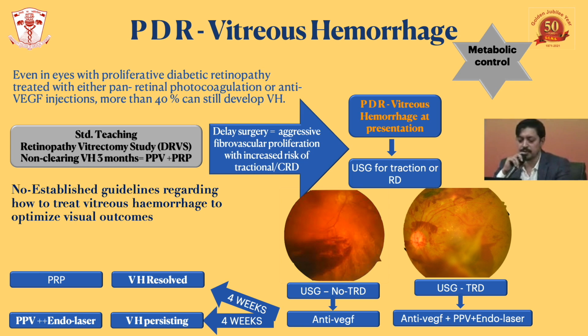What I follow personally is, in a patient with PDR vitreous hemorrhage, I do an ultrasonography, and if there is traction on the ultrasonography, I straight away go to pre-operative anti-VEGF with PPV with endolaser. And if the patient does not have a traction component, I give anti-VEGF and wait for 4 weeks for resolution. If the VH is resolved, then I do a laser, and if it doesn't, then I directly do a PPV with an endolaser.